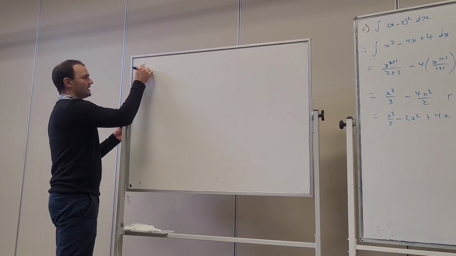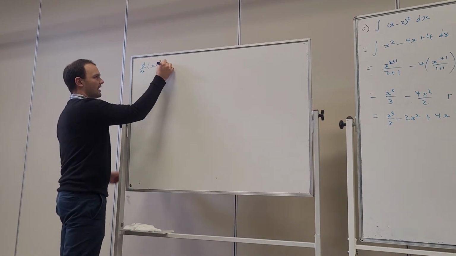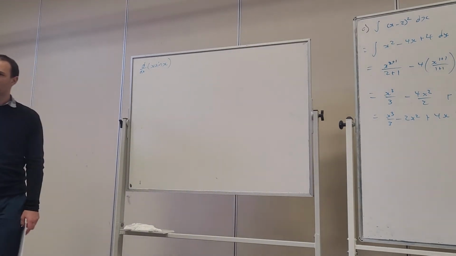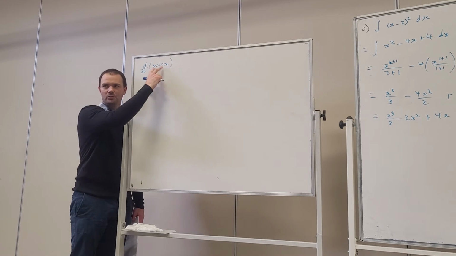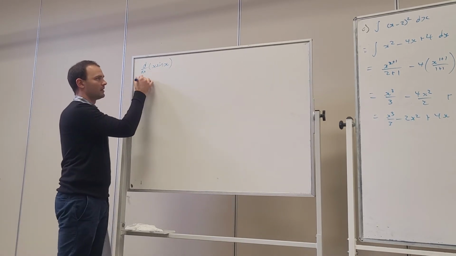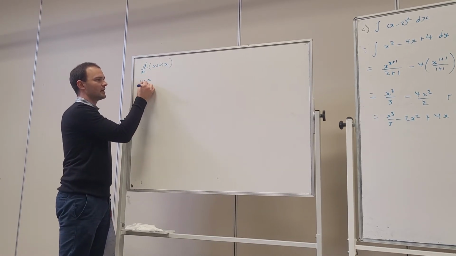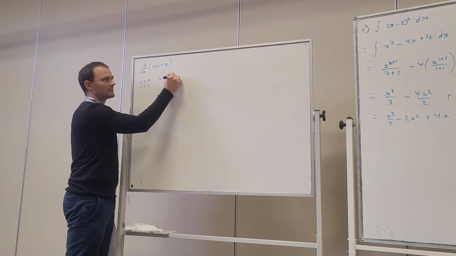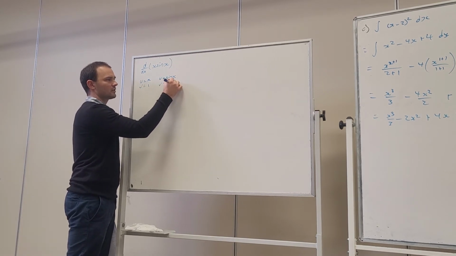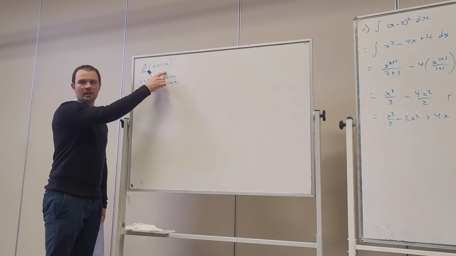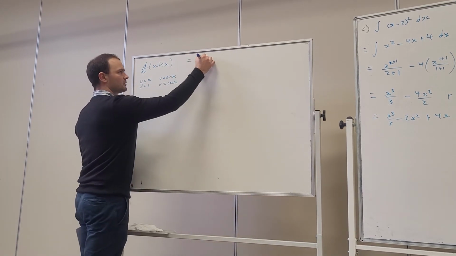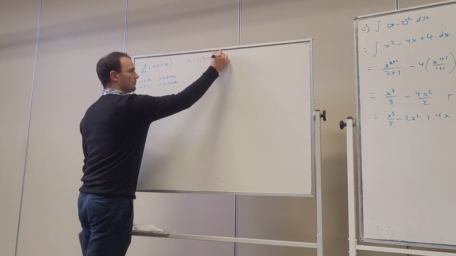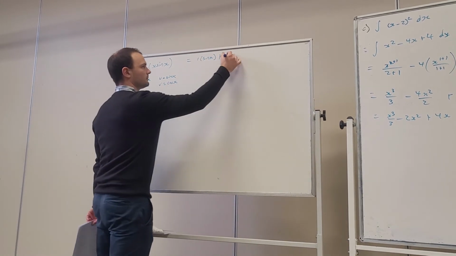Find d/dx of x sine x. Okay, so that means differentiate what's in the brackets there. Here we have x sine x. We have to use the product rule to differentiate that. So we have u is x, u dash is 1, v is sine x, v dash is cos x. When we differentiate this, it's going to be 1 times sine x, u dash v, plus u v dash.